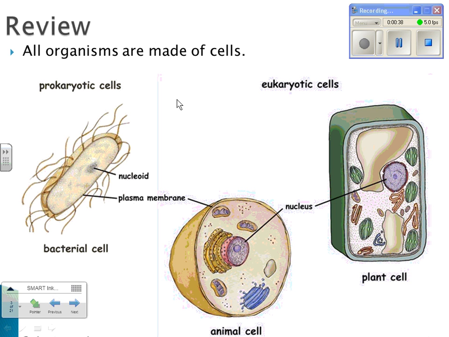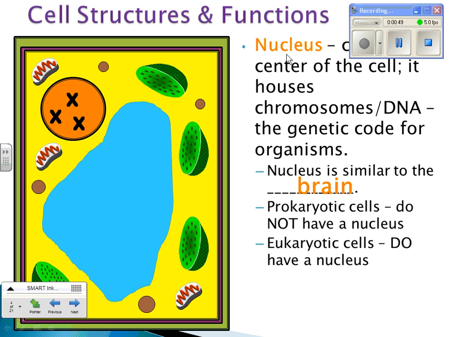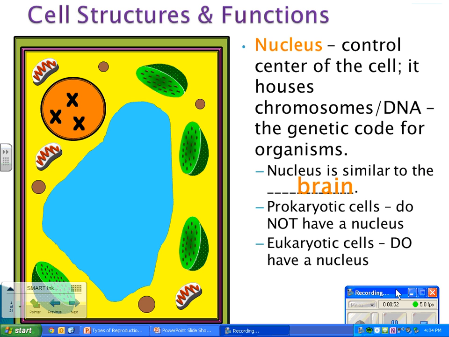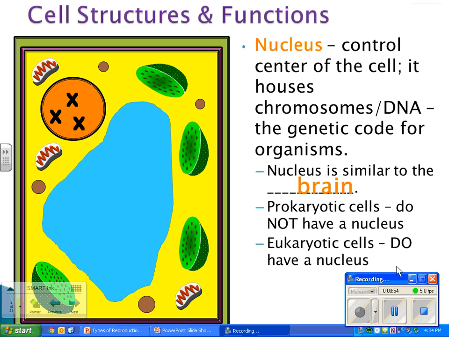Here's a review. All organisms are made of cells. Prokaryotic cells do not have a nucleus. Eukaryotic cells do have a nucleus. Another review again. Nucleus is the control center of the cell. It houses your chromosomes, the DNA, the genetic code for organisms. The nucleus is similar to our brain. And again, prokaryotic cells do not have a nucleus. Eukaryotic cells do have a nucleus.